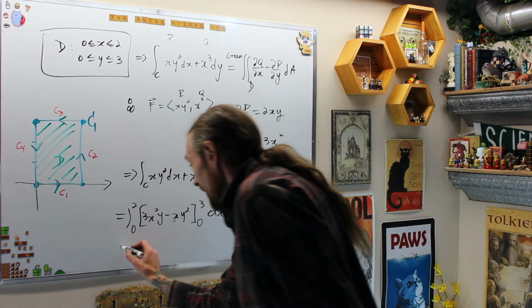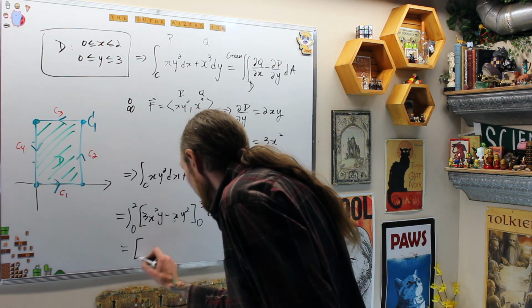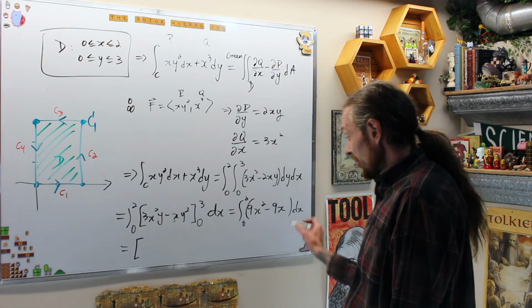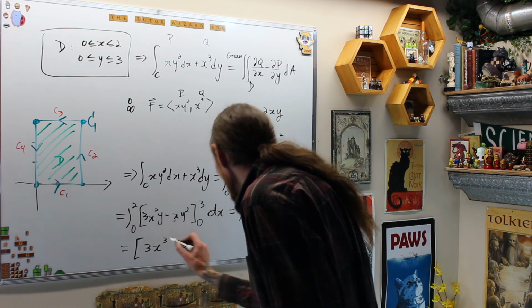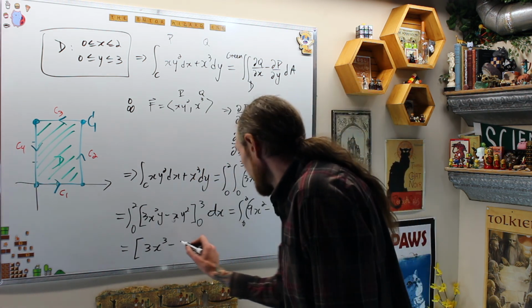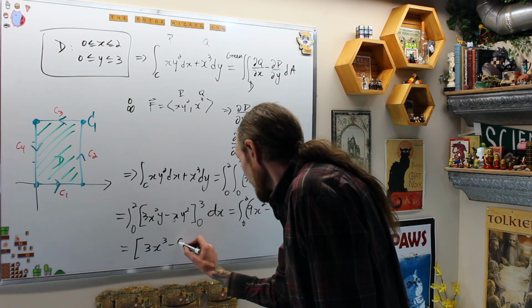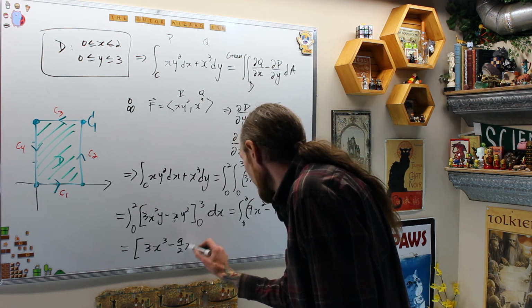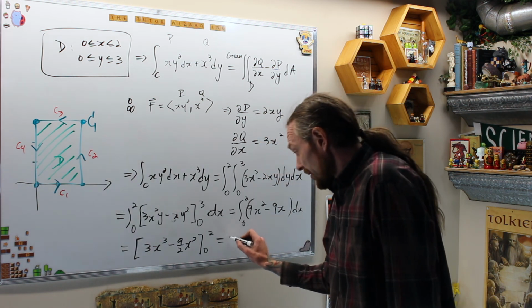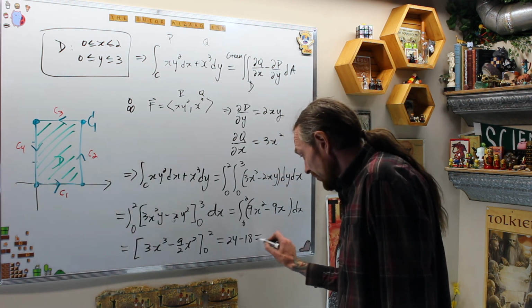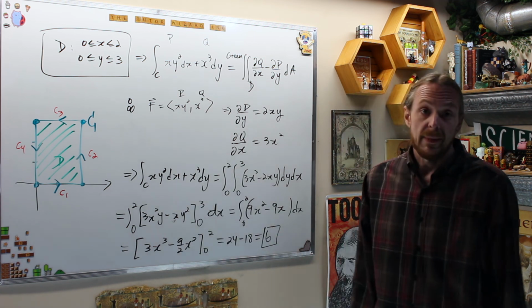Now I integrate with respect to x. By the fundamental theorem of calculus part 2, this is going to give me 9 over 3, or 3x cubed, minus 9 over 2 x squared evaluated from 0 to 2, which is, guess what, 24 minus 18, which is 6.